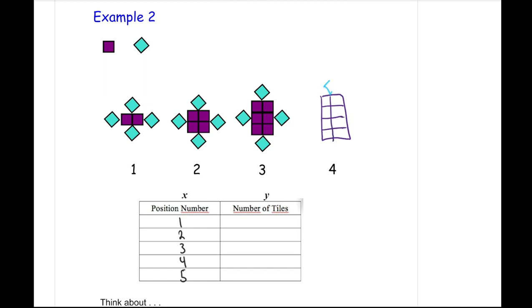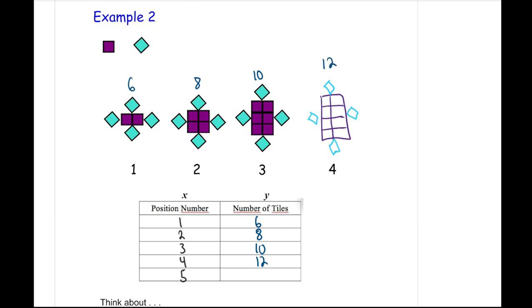We're going to have our teal tiles on the outside. Here, we're not breaking it up step by step, so let's just count the number of tiles in total. So we have 1, 2, 3, 4, 5, 6. 6 tiles in total for number 1. Number 2, 1, 2, 3, 4, 5, 6, 7, 8. 8 tiles in total. 10 tiles, 12 tiles.